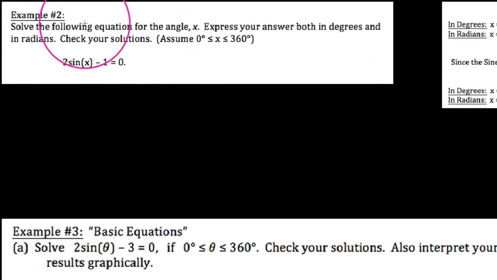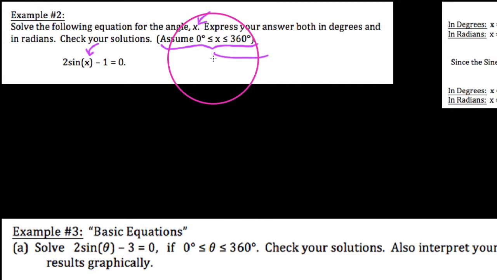Okay, so let's go ahead and take a look at these. I've got 4 examples here. It says solve the following equation for the angle x. So x is our angle. We're looking for an angle that when I plug it into this equation would give us a true statement. We want to express our answer both in degrees and radians, and we want to check our solutions. Oh, and by the way, this is very important. It means that our angles are only between 0 and 360 degrees. We don't have to give any angles bigger than 360 degrees.